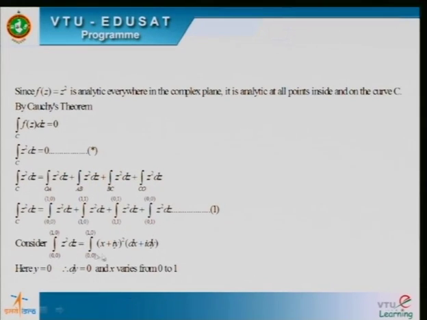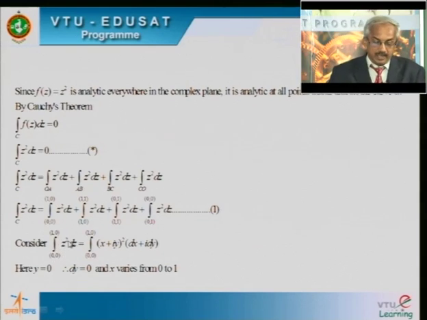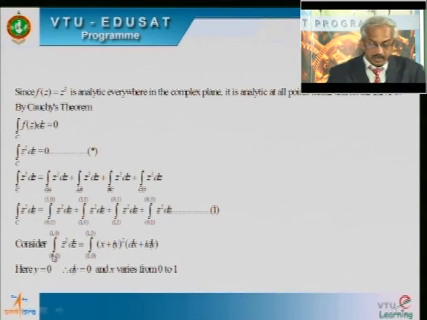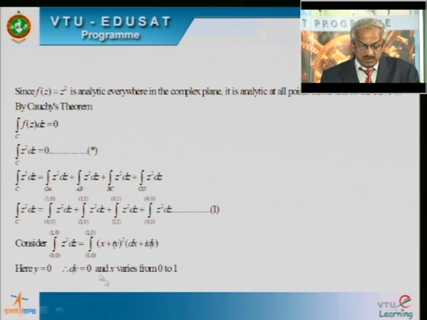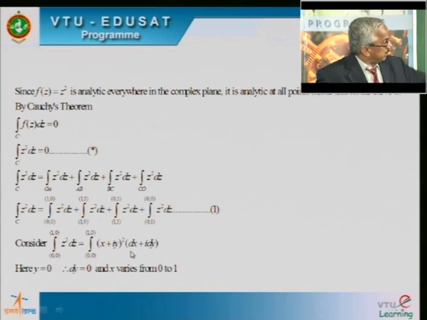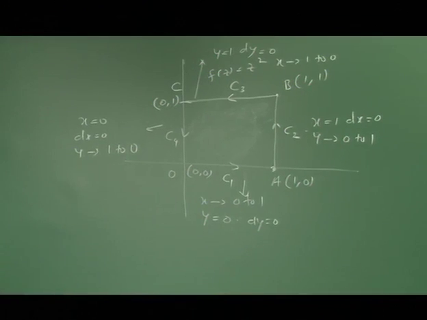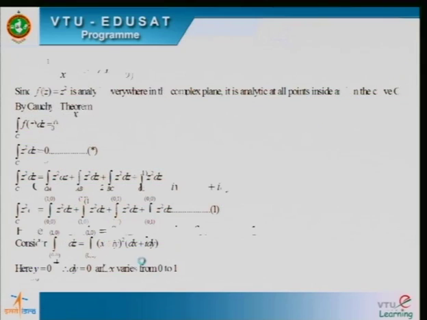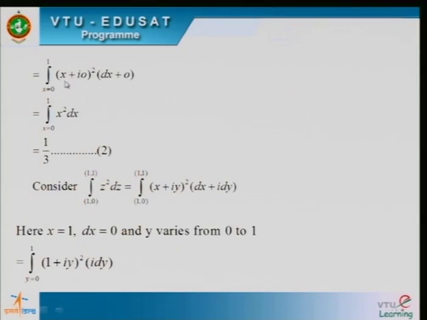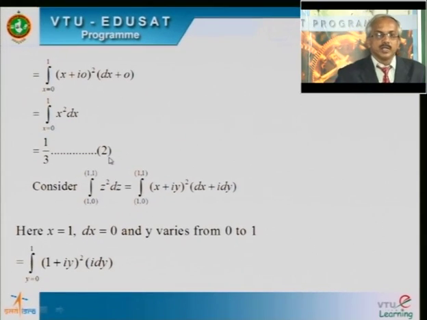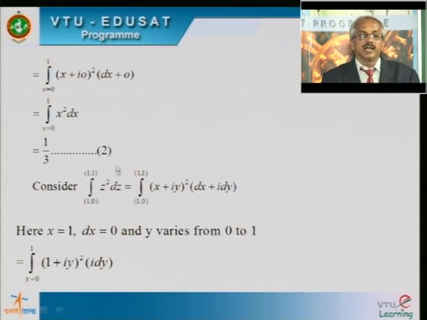First, I have considered the integral from (0, 0) to (1, 0). As mentioned in the figure, x varies from 0 to 1 and y is equal to 0. Applying this in the integrand, we get the integral of (x plus i into 0) whole square dx. After integration I get 1 by 3. I call this one as 1, and then consider the second integral.